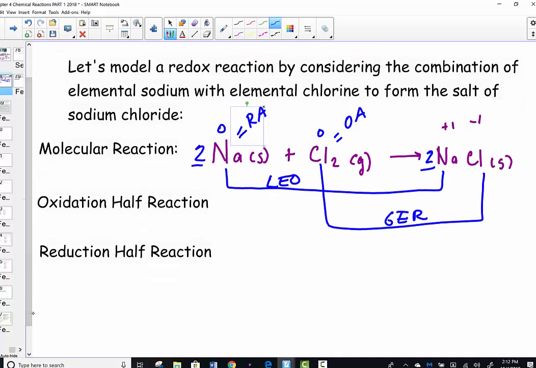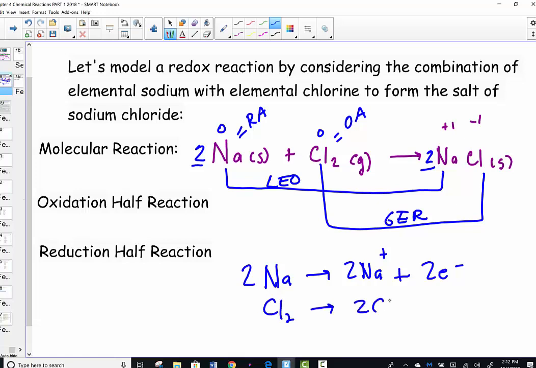I'm hearing two answers, 1 or 2. When sodium, 2 Na, formed 2 Na+, 2 units of Na+ is a loss of 2 electrons. Cl2 went to 2 Cl-. That's a gain of 2 electrons. So each half reaction has to also be electrically balanced. Correct.